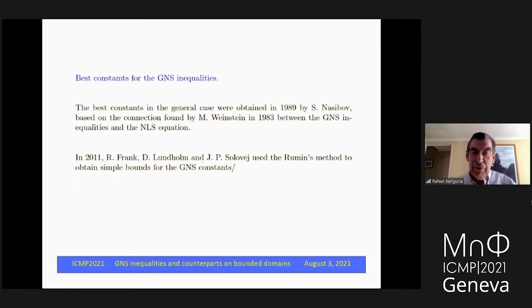The best bounds, not the sharp constant, obtained up to date were obtained in 1999 by Nasibov, using a connection found earlier by Michael Weinstein in 1983 between the Gagliardo-Nirenberg inequalities and the nonlinear Schrödinger equation. He used that and lots of other techniques in a very nice paper to obtain the best constant so far, though not the sharp one. And in 2011, Rupert Frank, Douglas Lundholm, and Jan Philip Solovej, in a series of papers, used the Lieb-Thirring method to obtain simple bounds for the Gagliardo-Nirenberg Sobolev constant. The method is really simple. They don't obtain the best constant so far, but it is the simplest method to obtain a constant up to date.